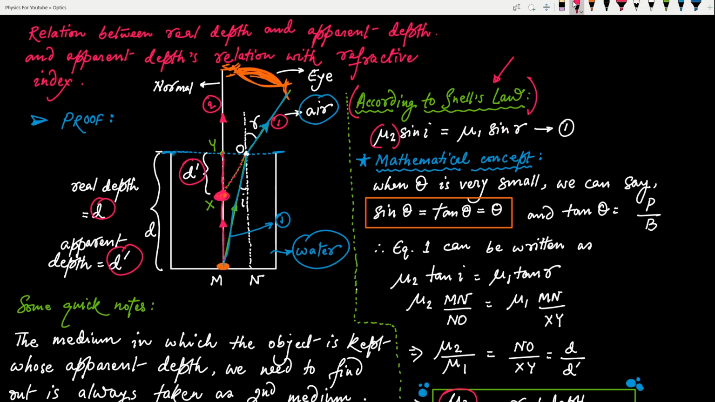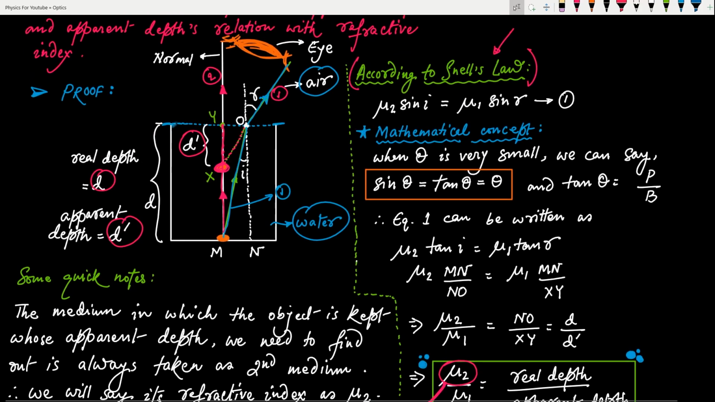Now let me rub this off in order to make things clear. Now there is a mathematical concept here you need to understand. There is an assumption that you need to know. And the assumption here is that when theta is very small, we can say sine theta is equal to tan theta is equal to theta. Now I can explain why this happens, but then the purpose of this video will get interrupted and I will sidetrack into another thing. So I don't want to do that. Just remember sine theta is equal to tan theta is equal to theta when theta is very small.